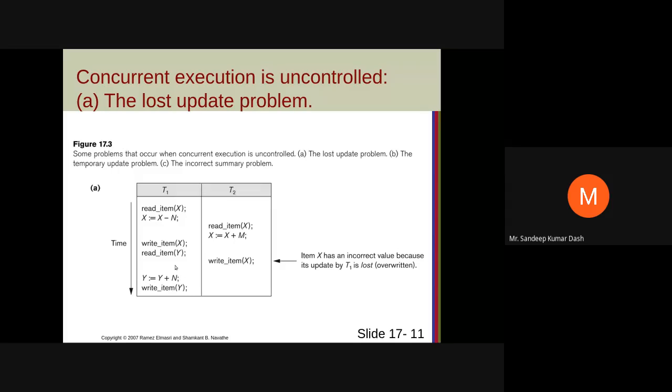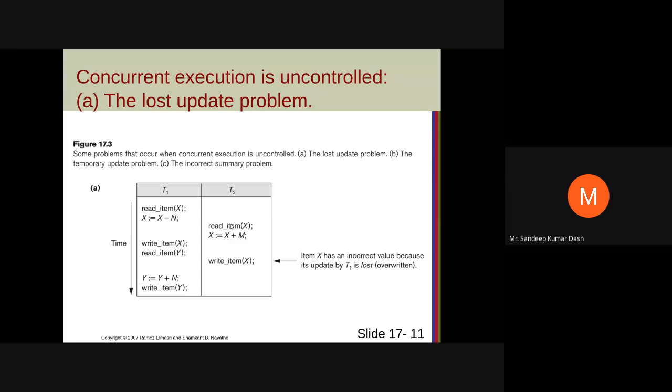This is interleaved execution. Interleaved means one by one, and one by one means one unit of transaction at a time. This is a transaction. Inside that there are multiple operations being performed. These operations are performed parallelly.